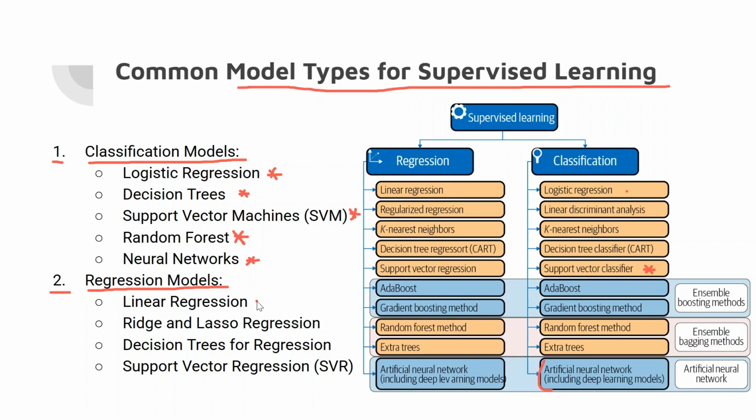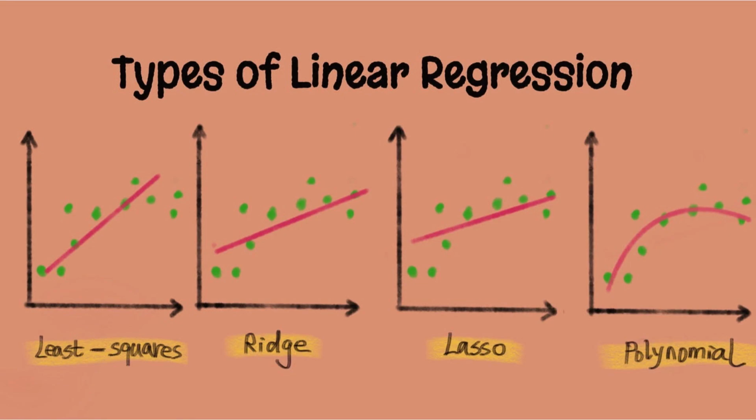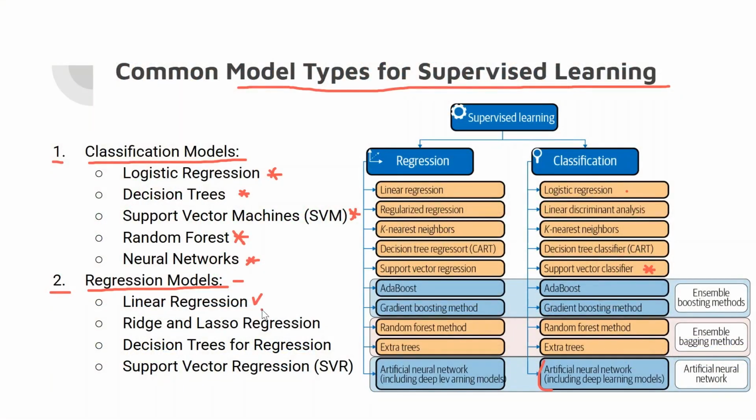Some popular regression models. Linear regression. The simplest one, where you draw a straight line that best fits your data points. Think of it as predicting your monthly expenses based on your phone usage.